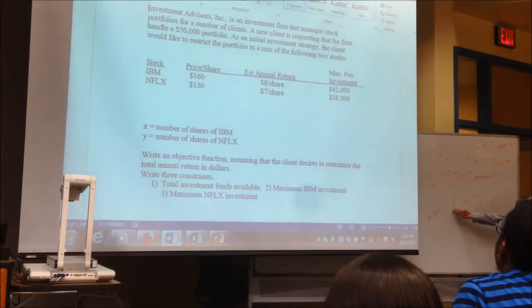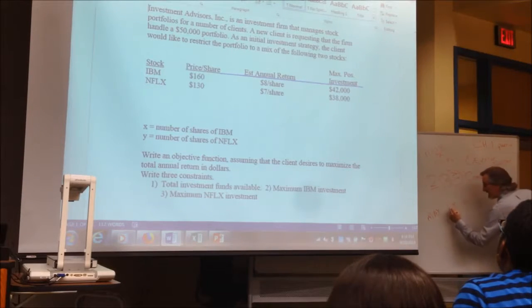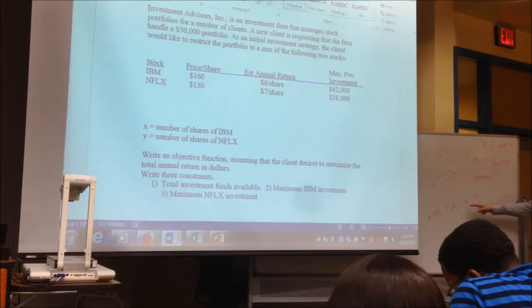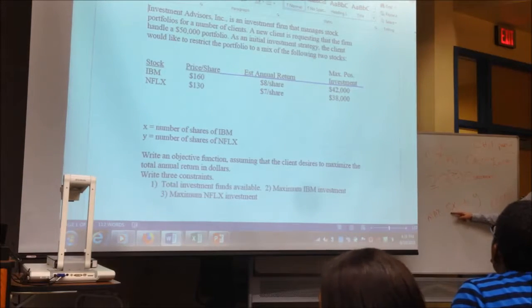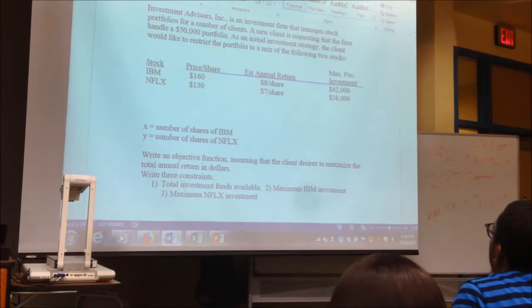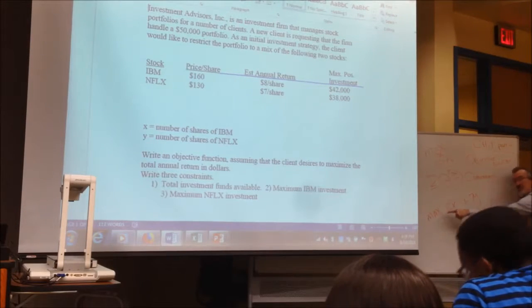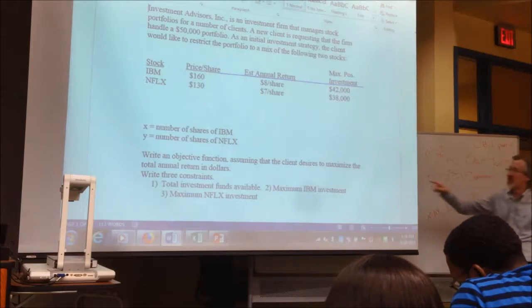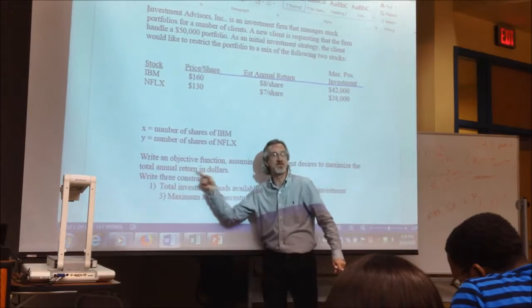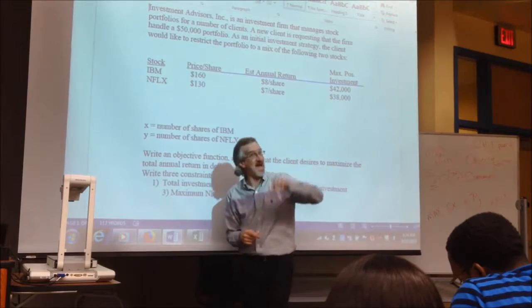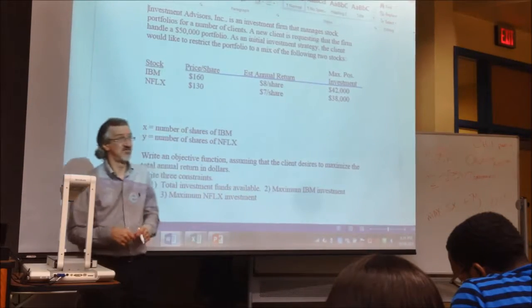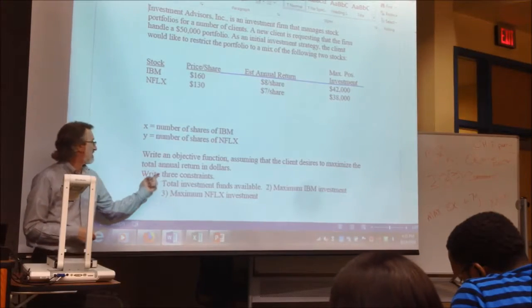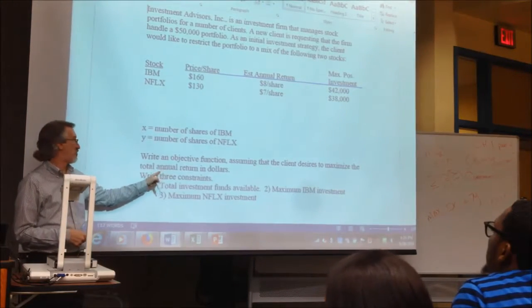What do we do with the X? Yeah, multiply it by 8. You want to multiply it by the amount each share would provide in annual return, which in this case is $8 a share. So now however many shares we're going to recommend to buy, times $8 of return. The other one is $7. And now there's the objective function that represents maximizing the total return in dollars. We had to turn the variables into dollars of return.